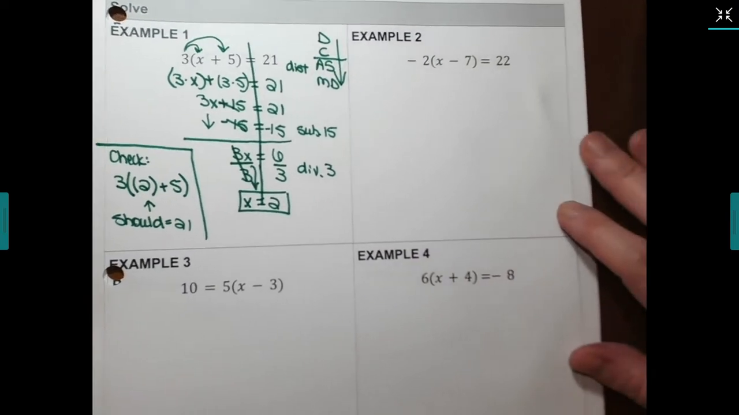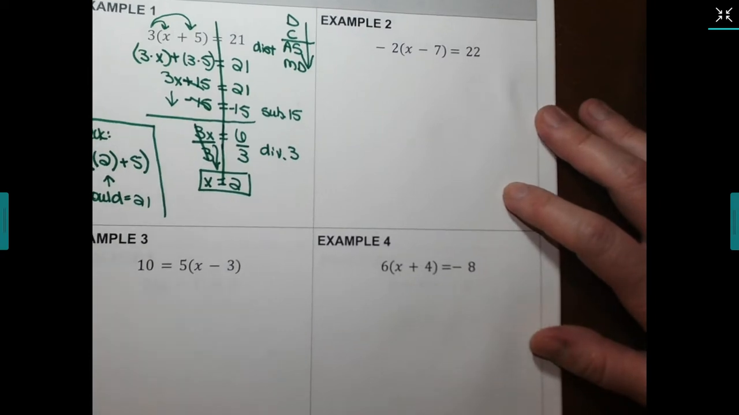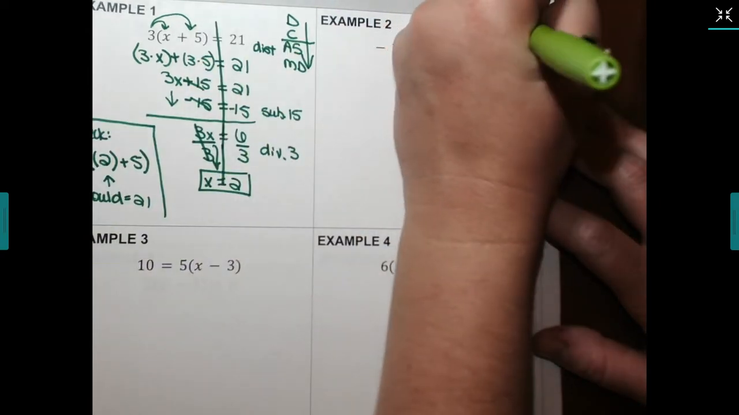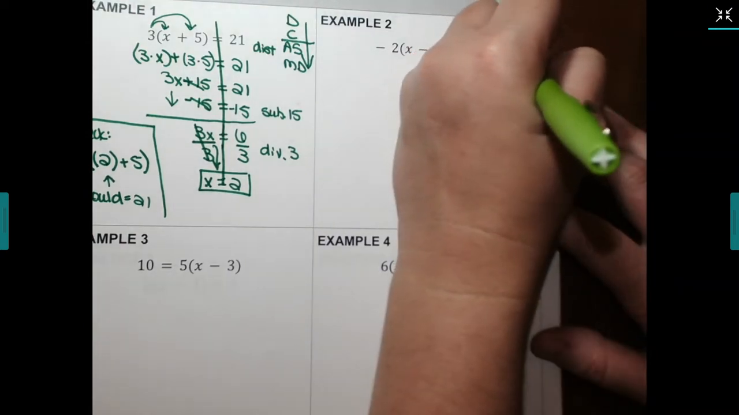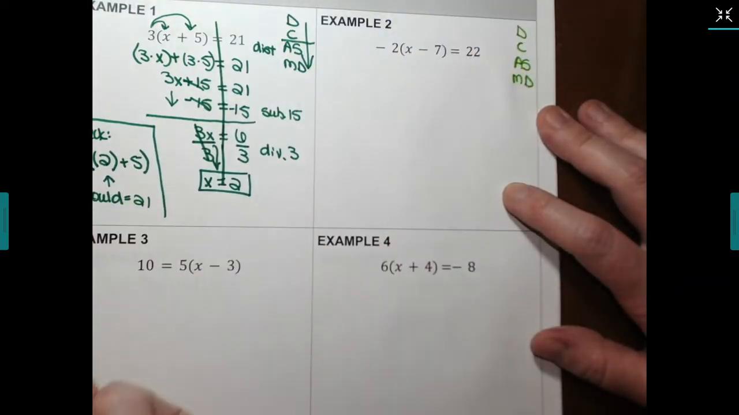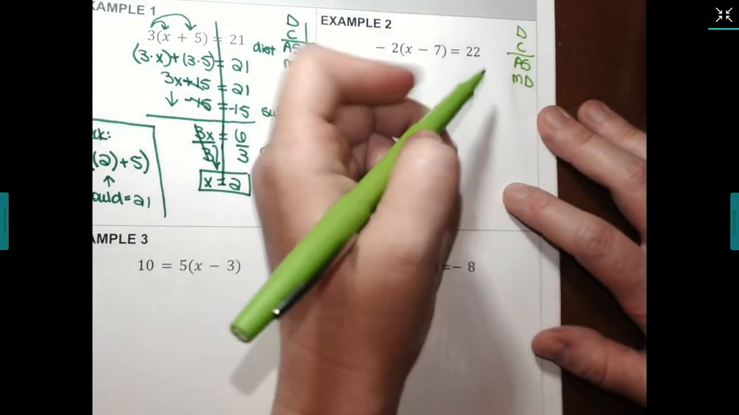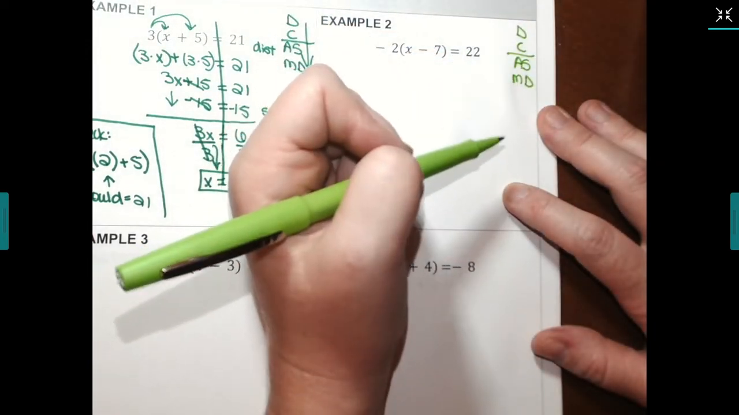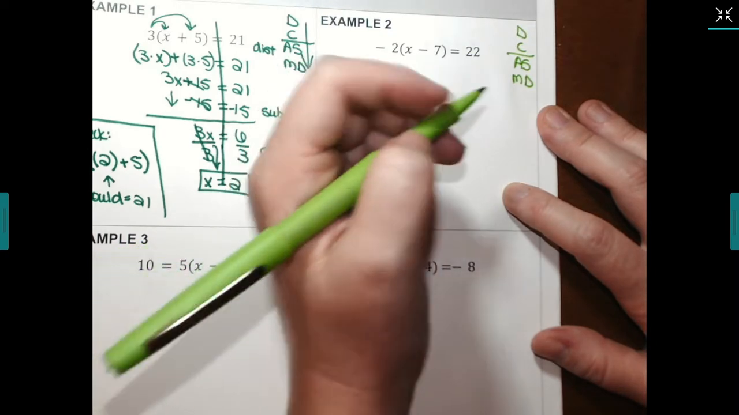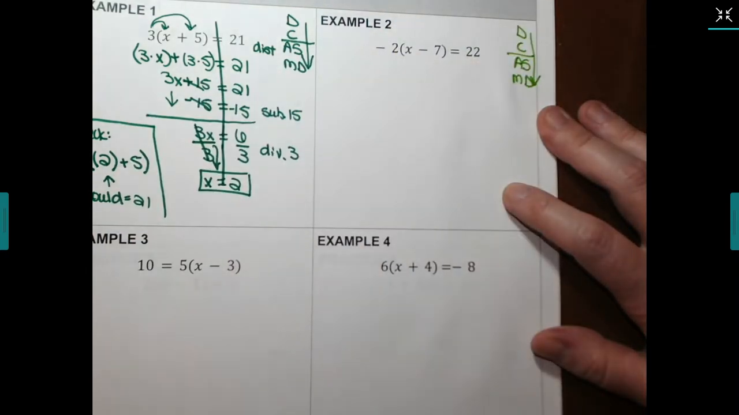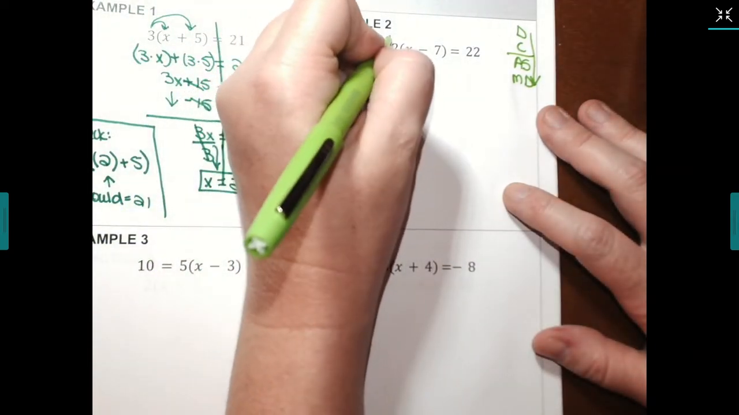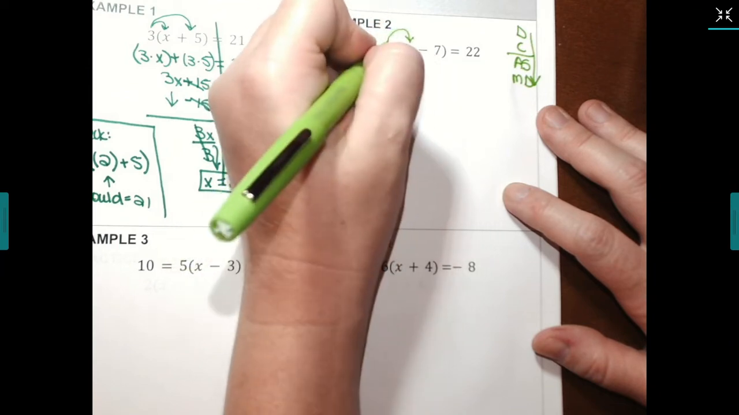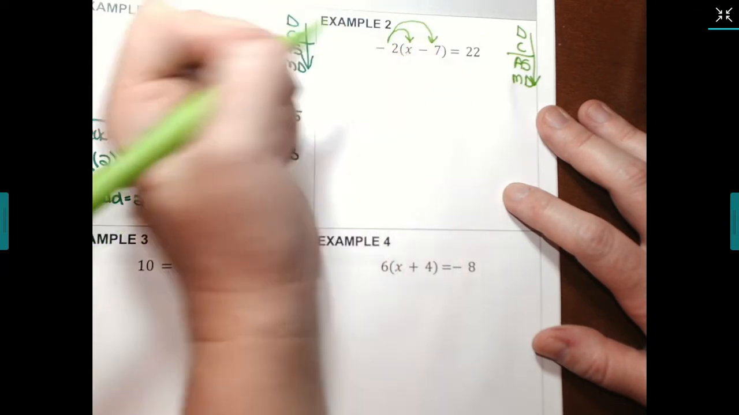Okay, example 2. Let's see if we got it. We've got distribution, combining like terms, adding and subtracting, multiplying and dividing. I draw a line right here to remind myself that these two have to happen to both sides, and these only happen to one side. And an arrow showing me how it goes. Okay, I am going to distribute my -2. So I've got -2 times x, -2 times -7.